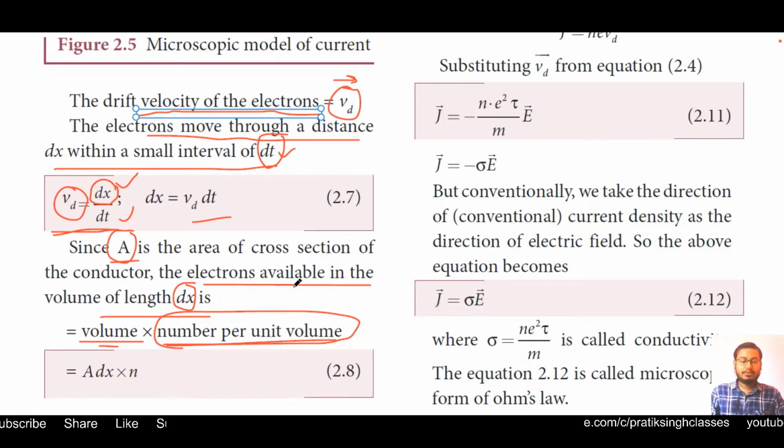And volume is equal to, we know very well that whatever three-dimensional shape we have, whether it is a cube, cuboid, or sphere, the basic formula to find the volume is height into length into base, or L into B into H. Here L into B is the area, so volume is equal to area into height or area into length. So the volume from the first region to the second region is equal to the cross-sectional area A into the distance or length between them, that is A into dx, into n. So this is the total number of electrons between the first and second region as given in figure 2.5.